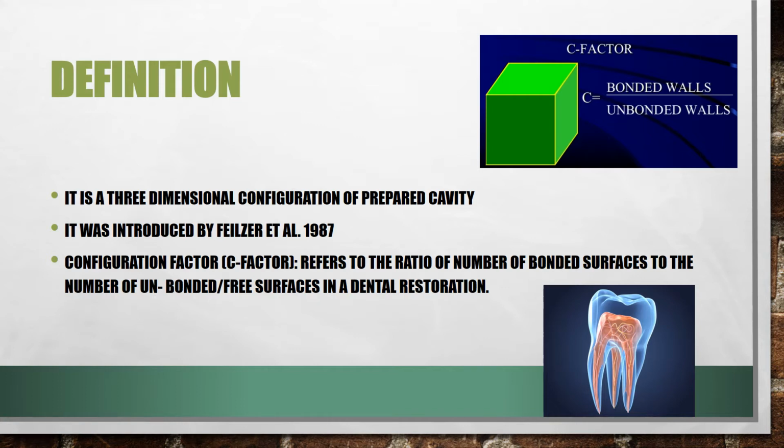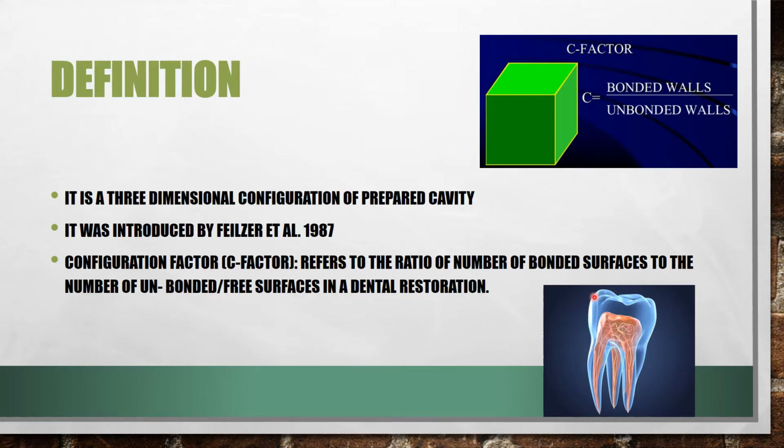So what is the definition for the configuration factor? It is the ratio of the number of bonded surfaces to the number of unbonded or free surfaces in the dental restoration. So basically your configuration factor is a ratio: bonded walls upon unbonded walls. Now what do you mean by bonded walls and unbonded walls?